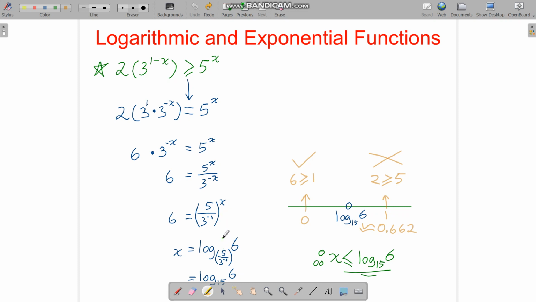So we use the definition of logarithm. We get x equals log 6 base this. Well, this is actually 15, because 3 to the power of minus 1 is 1/3. 5 divided by 1/3, 5 times 3, 15. So we have a critical value. And there's nothing else to check here, so that's it.